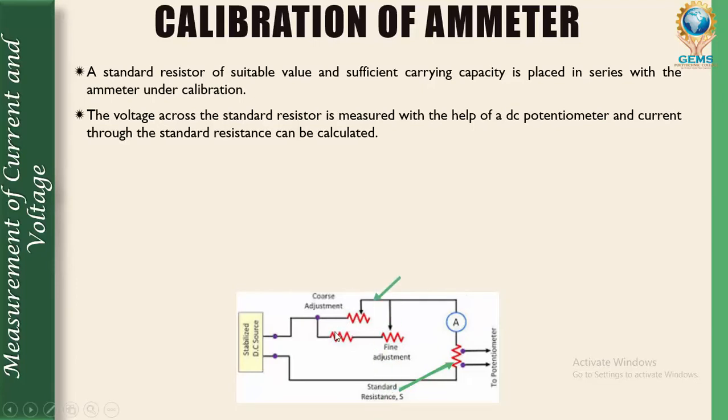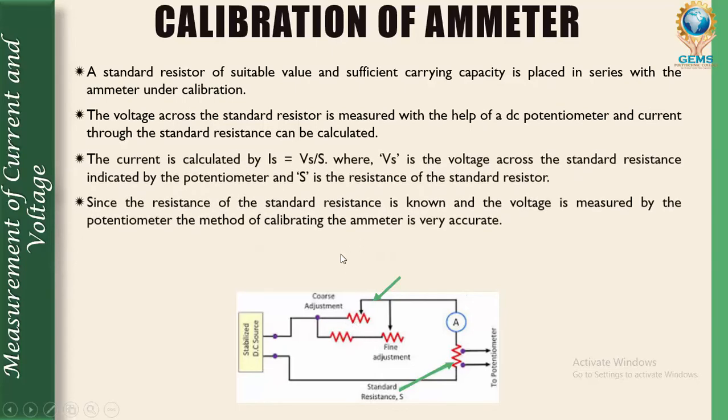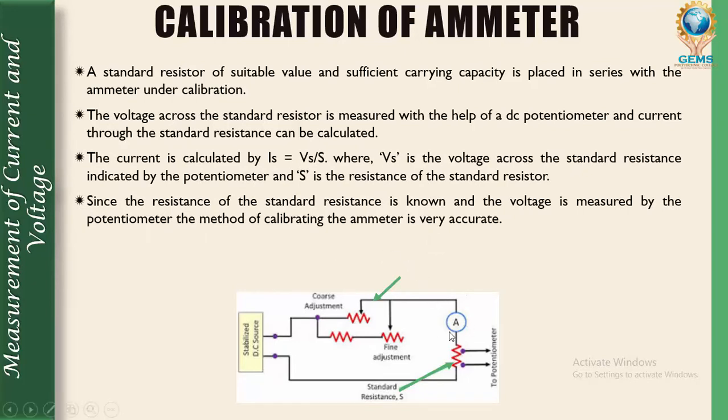And we have another potentiometer with coarse adjustment and fine adjustment. This potentiometer is used to have different readings of the ammeter. To get different readings of the ammeter, we can vary this coarse adjustment and fine adjustment of this potentiometer. And to find out the actual current passing through this ammeter, we use this potentiometer. It will give the voltage value, and from the resistance and the voltage from the potentiometer we can find out the exact current flowing through this ammeter.